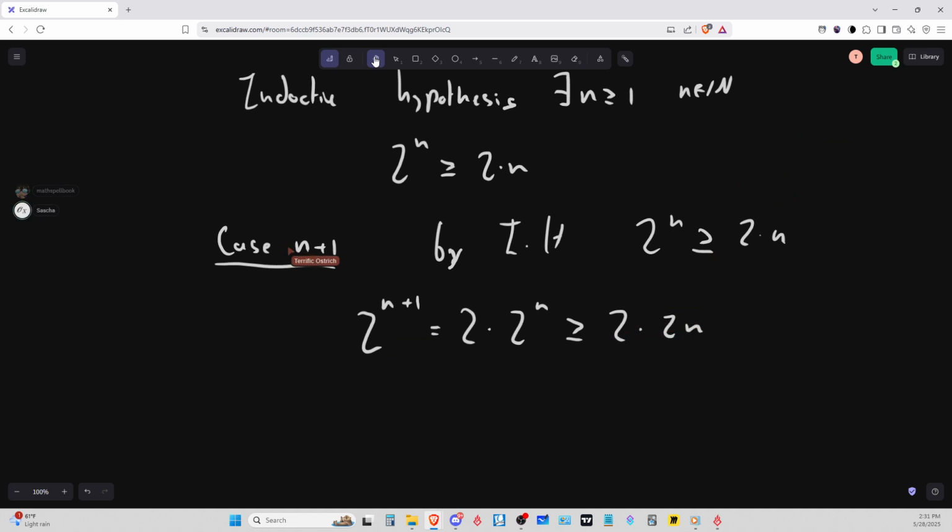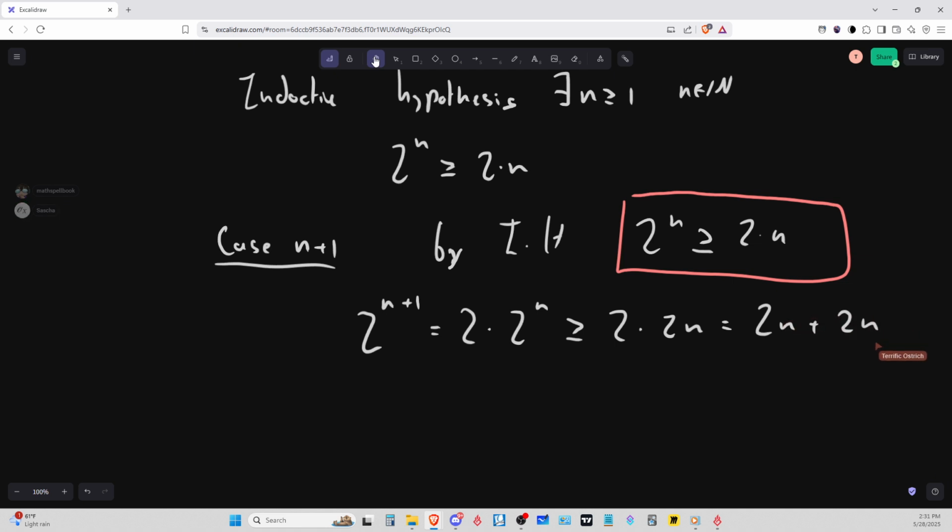Yeah. So basically what we did is we just took this inequality and multiplied both sides by 2, which we know preserves the inequality. So that's why we get this. And now I'm going to do some algebra. First of all, I want to write 2 times 2n as 2n plus 2n. So nothing crazy here.